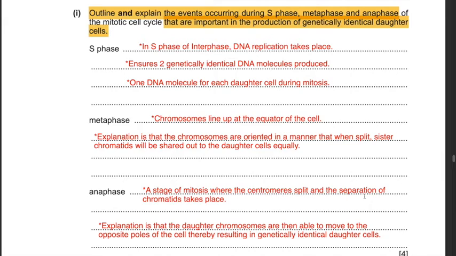Therefore, when they are divided, they would be equally split or equally shared between the 2 poles. And that ensures that the sister chromatids will be shared out to the daughter cells equally.